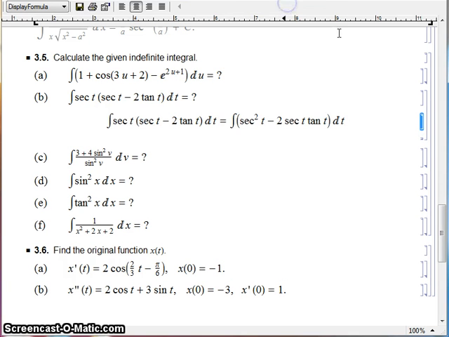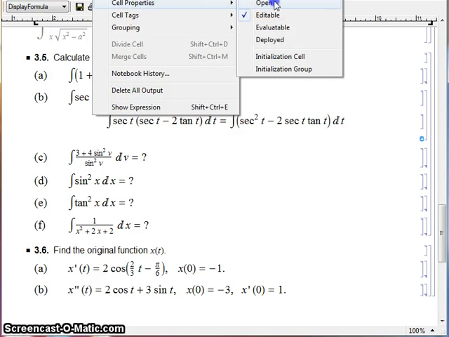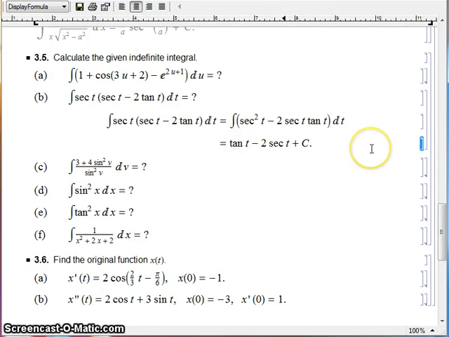So let's go ahead and do that. Break up, and we have secant squared t minus 2 secant t tangent t. Don't they look familiar? Antiderivative of secant squared is tangent. Antiderivative of secant t tangent t is secant. Consequently, we have this function.